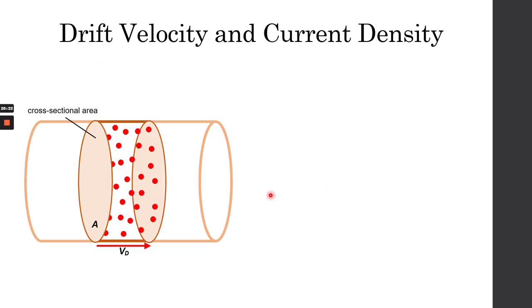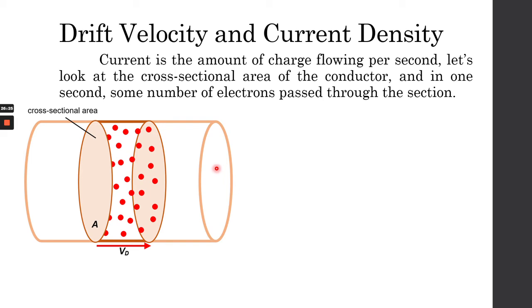So let's imagine now that we have a conductor. And let's look at this section, this cross-sectional area of our conductor right here, this first cross-sectional area. Let's imagine that within 1 second, all these electrons right here pass through this cross-sectional area. All of these were initially on the left side of our cross-sectional area, and after 1 second, all of these electrons moved and passed the first cross-sectional area.